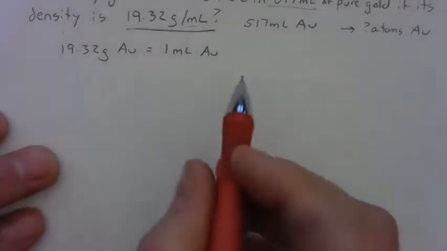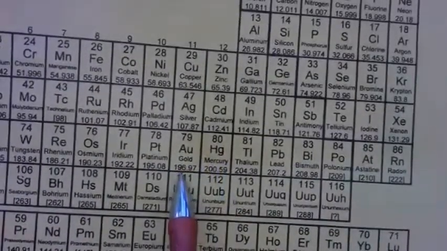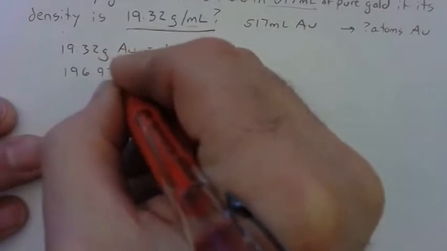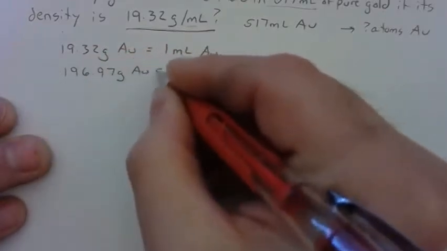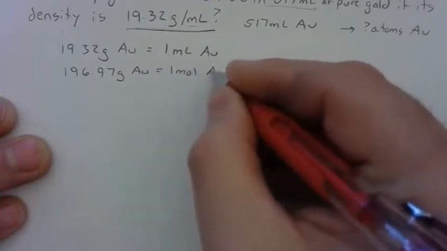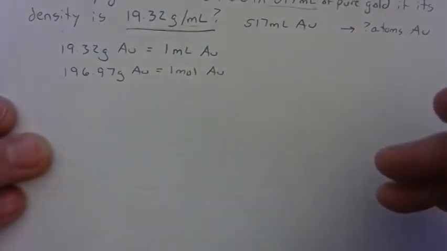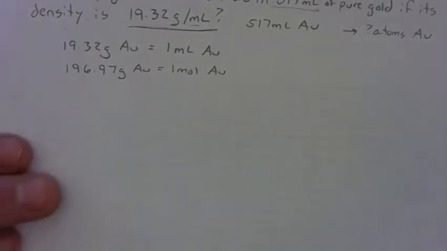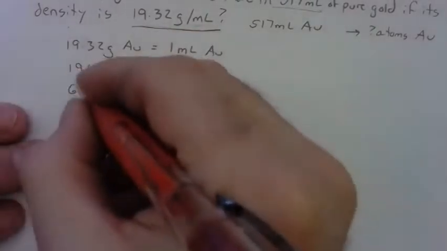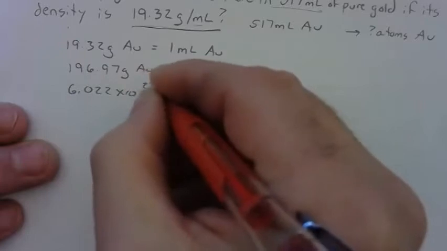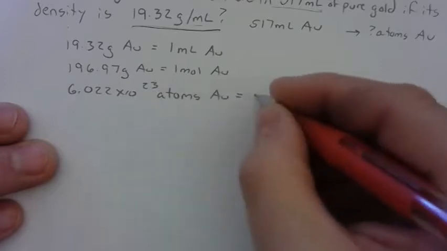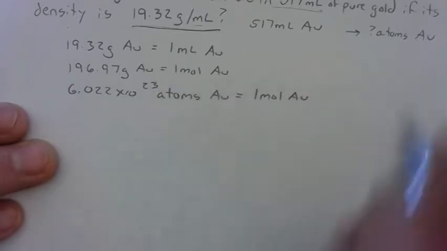Now we need the molar mass of gold. Now the molar mass of gold, according to my periodic table, is 196.97. So there's 196.97 grams of gold for every 1 mole of gold. Remember, molar mass is the mass in grams equal to 1 mole of a substance. And then finally, we need Avogadro's constant, which is always 6.022 times 10 to the 23rd particles, in this case, atoms of gold, for every 1 mole of gold.